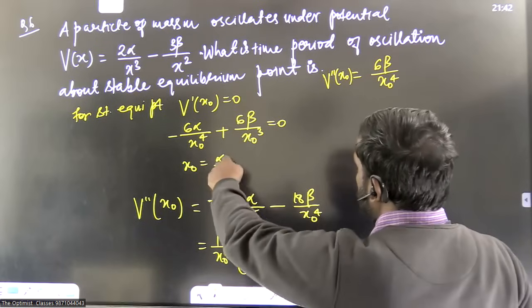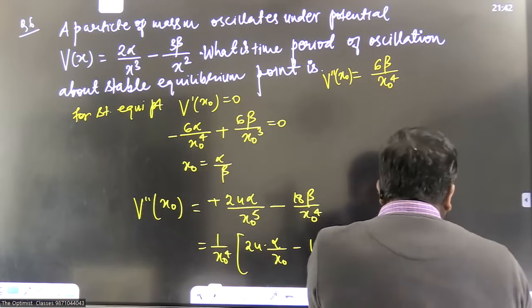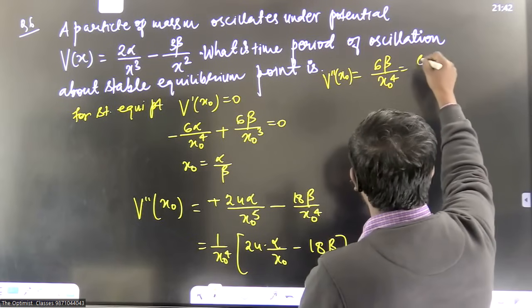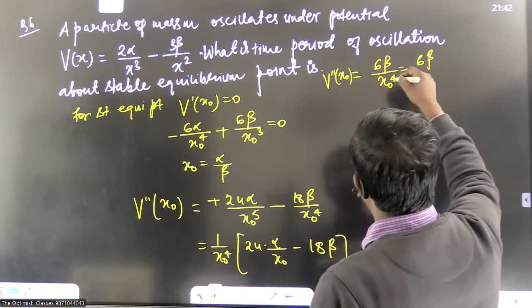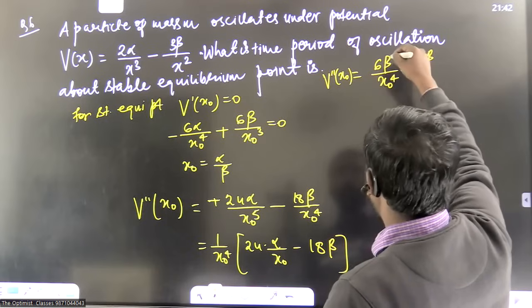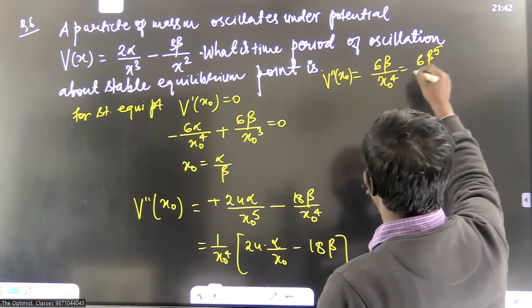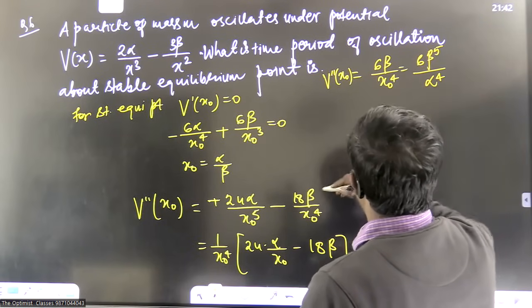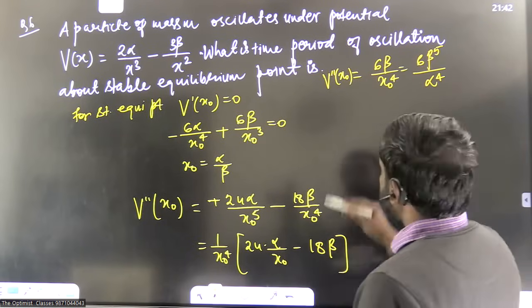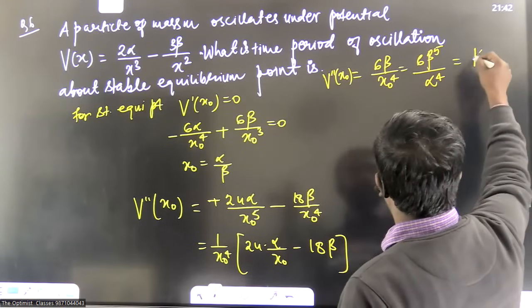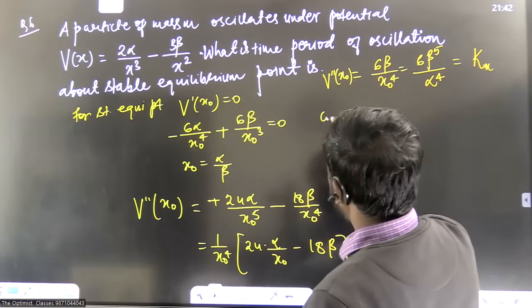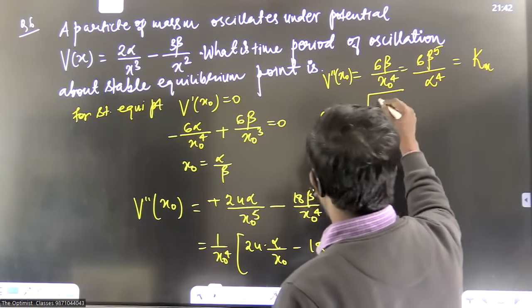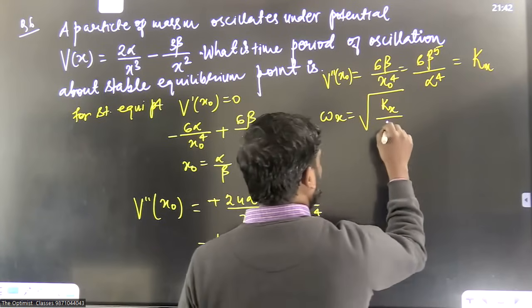Now you put the value of x naught here. So you get here 6 beta, and when you put it, beta to the power 4 comes in numerator, so you get beta to the power 5 divided by alpha to the power 4. So that is the second derivative. So that is actually the force constant. This is kx. So omega x will be equal to root under kx by mass.